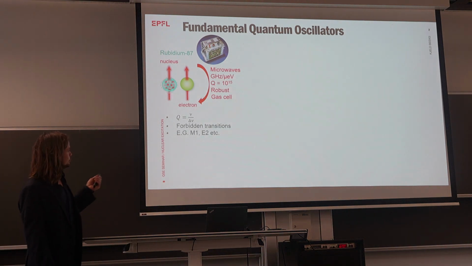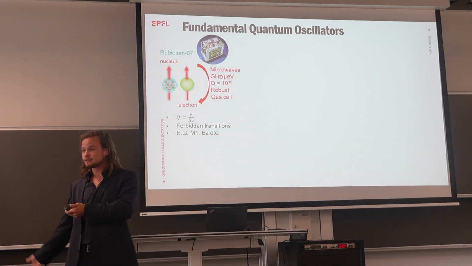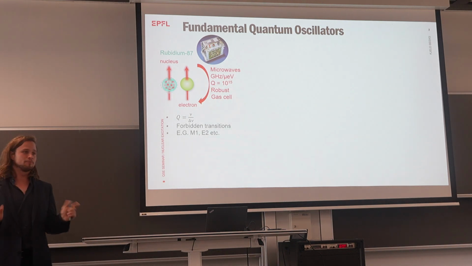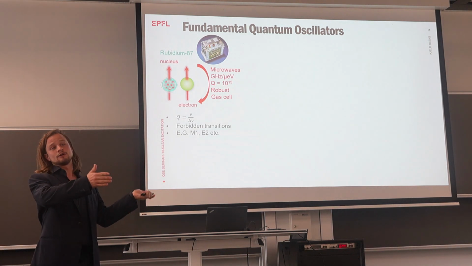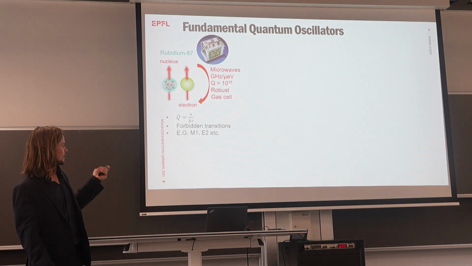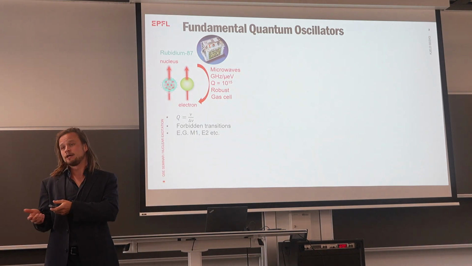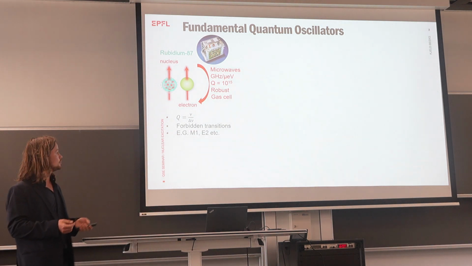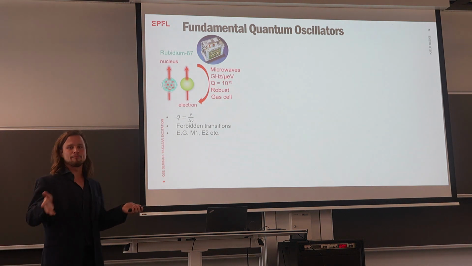Very often people use forbidden transitions for these kinds of clocks, or when they want a long-lived excited state. Maybe I'm using this term a little broadly, but in that sense it should be a long-lived state, and usually that's because it is not allowed to decay to any other state in a reasonable amount of time. Very often that means it's a magnetic monopole, an electric quadrupole, or that the quantum numbers do not follow the selection rules. And just to remind you, the selection rules are basically an overlap of the wave functions of the different states.